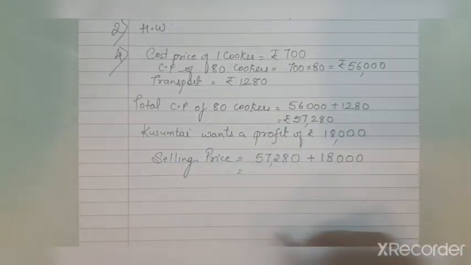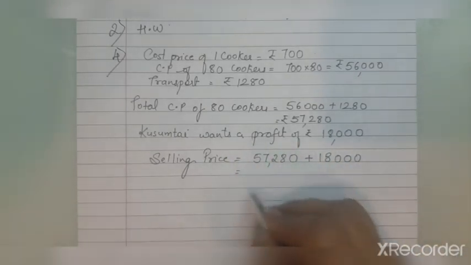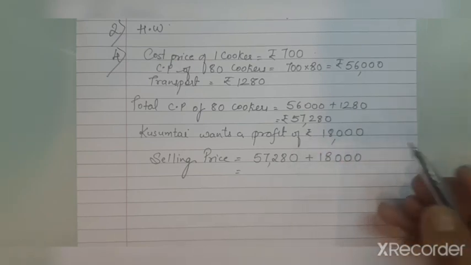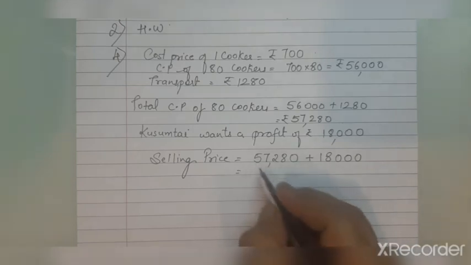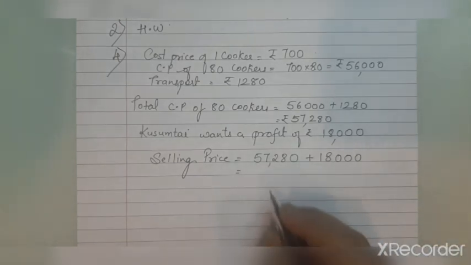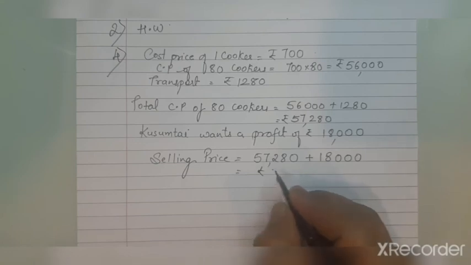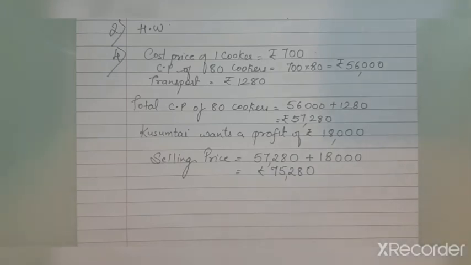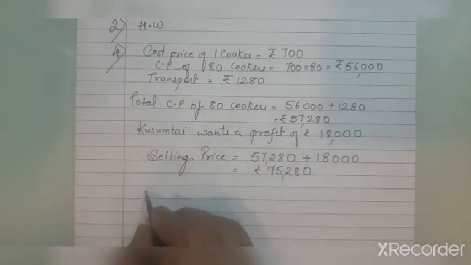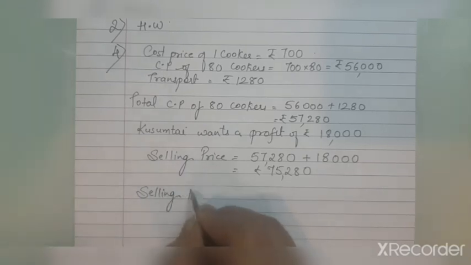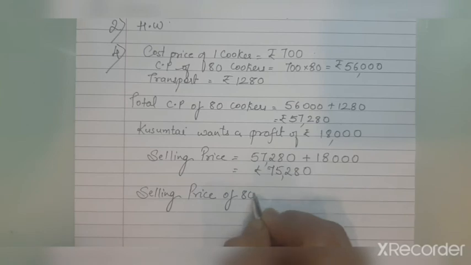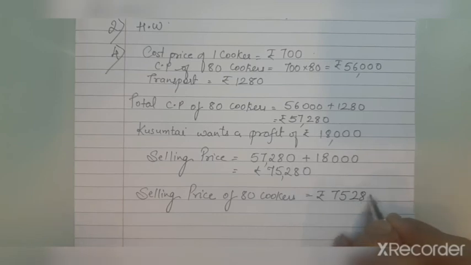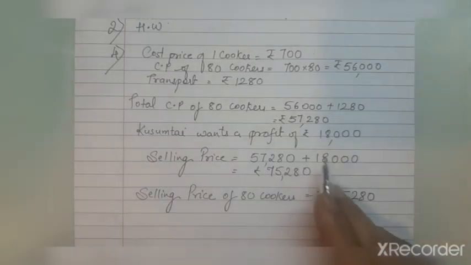This is what we are doing for 80 cookers. The cost price of 80 cookers, and after selling all the 80 cookers, she should get at least a profit of 18,000. So we will add this, and after adding, you all will do the calculation. We get the answer 75,280. Now this is the selling price of 80 cookers. Remember this: the selling price of 80 cookers should be rupees 75,280. Then only she will make a profit of 18,000.